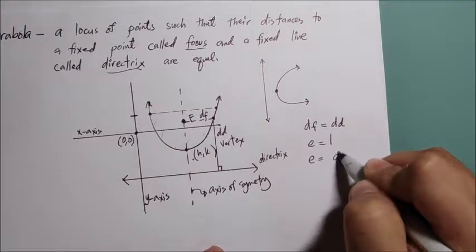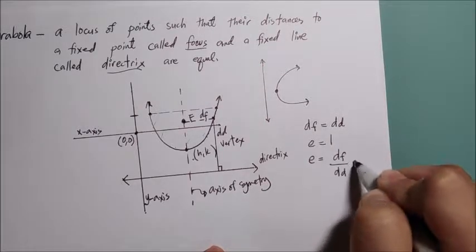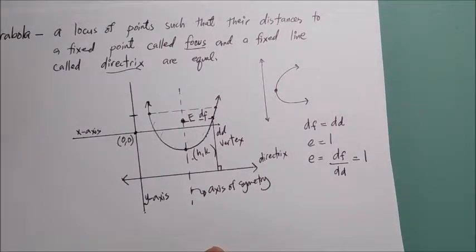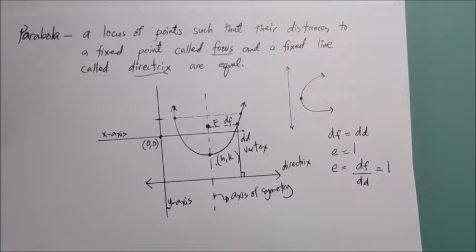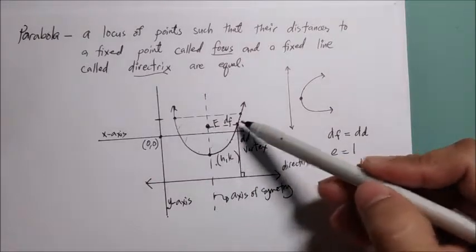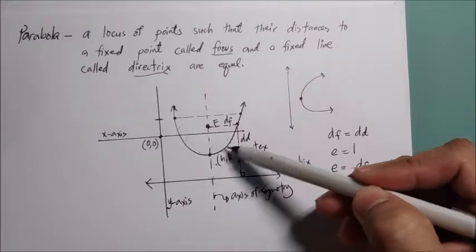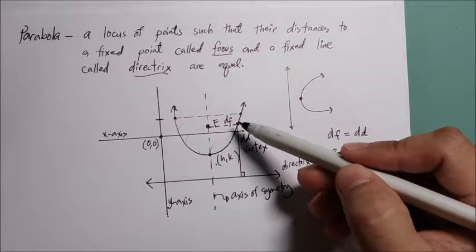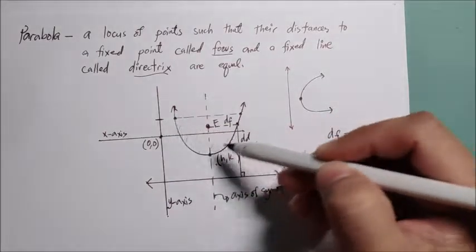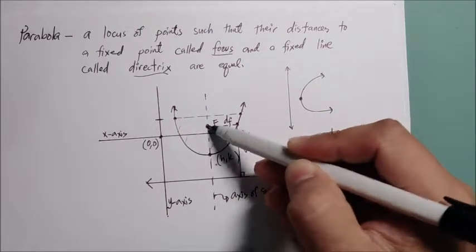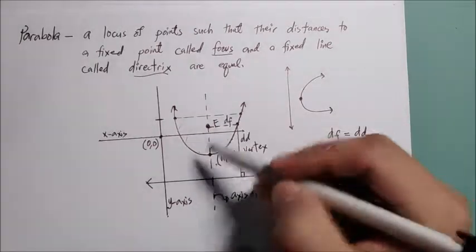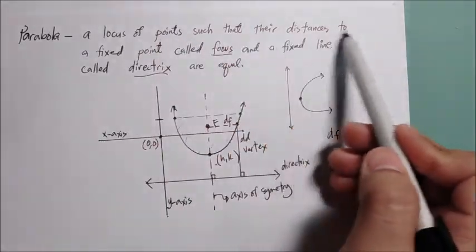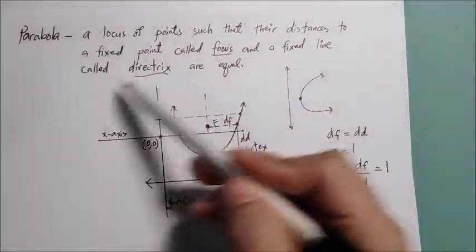The eccentricity means the ratio of the distance to the focus to the distance to the directrix is equal to 1. So this is the most important characteristic of a parabola. Okay, our drawing is not to scale, so you cannot see that they are equal. But if we draw a correct parabola, we will see that for any point along this parabola, even the vertex, the distance of the vertex to the focus is the same as the distance of the vertex to the directrix. So there's no exemption. That's the meaning of a locus of points such that their distances to the fixed point called focus and the fixed line called directrix are equal.